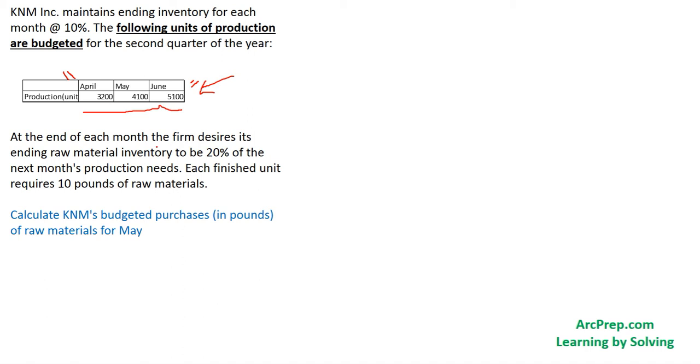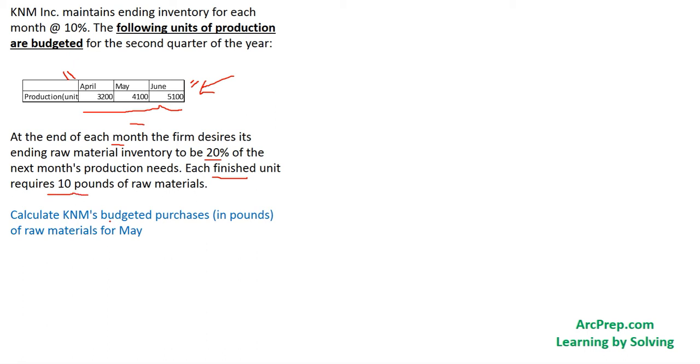Now, this is our production budget, and what we are trying to do is at the end of each month, keep 20% of raw materials. Why is that the case? Because we want to have enough raw materials next month to make sure that we have a smooth transition and continue producing the products. And what is also given is each unit requires 10 pounds of raw materials.